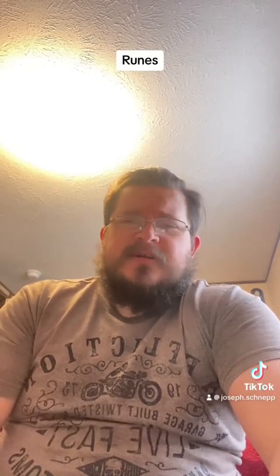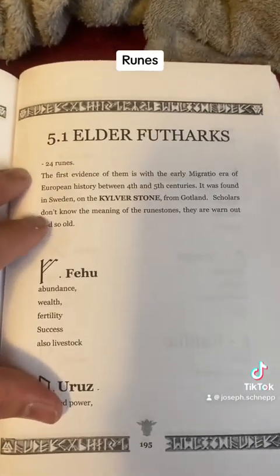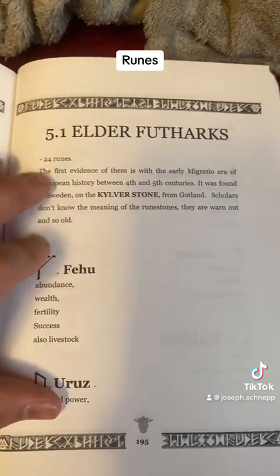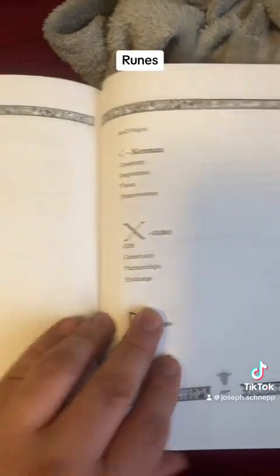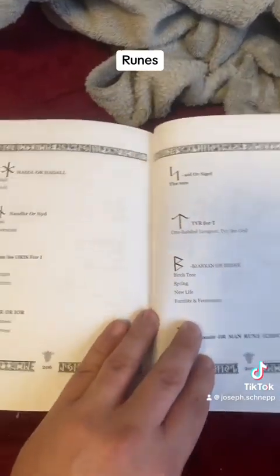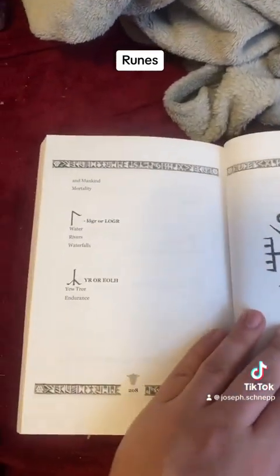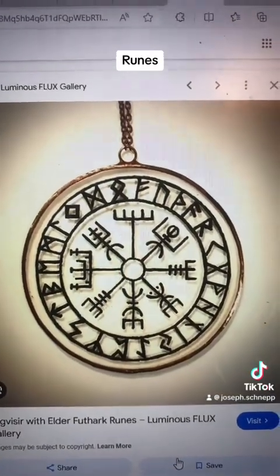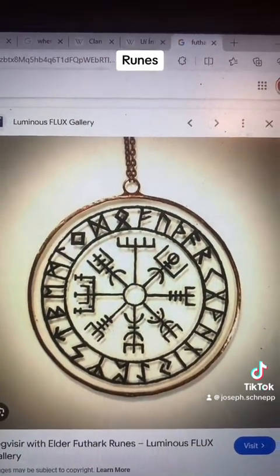A lesson on runes. This one's going to be more for my niece, but anybody who wants to watch. Runes were the way of writing in the old days. Elder Futharks came first, and they would have these different symbols. Younger Futharks were more for the Viking Age, and they're a little bit different from the Elder. This is where you sometimes see these symbols right here with all the runes, and they spell out words.